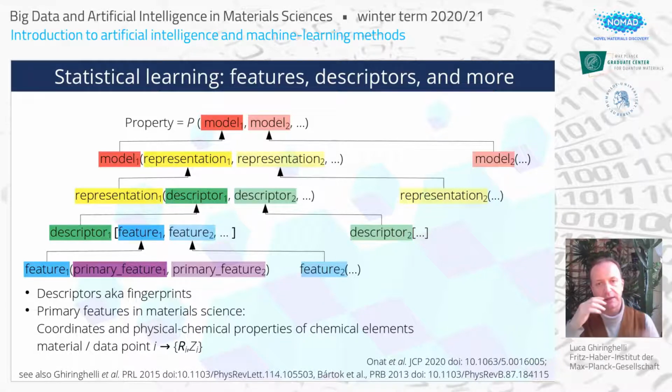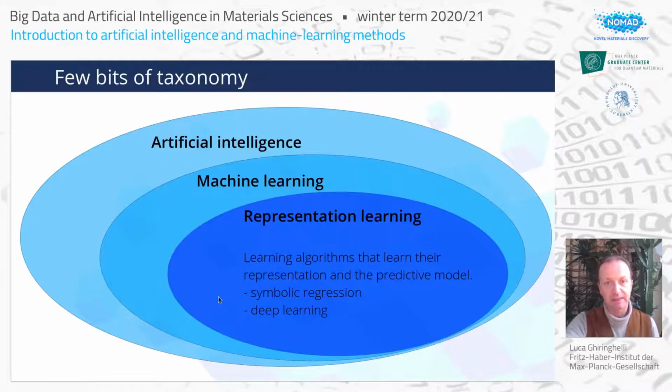So this is the whole construction, and I want to dig a little bit more into what we ask of this descriptor in order to be a legitimate one, at least in the context of material science. Before that, I repeat this diagram in order to repeat again that there are algorithms that build this representation as part of the algorithm. These are deep learning, and another one is symbolic regression that I will introduce next week.